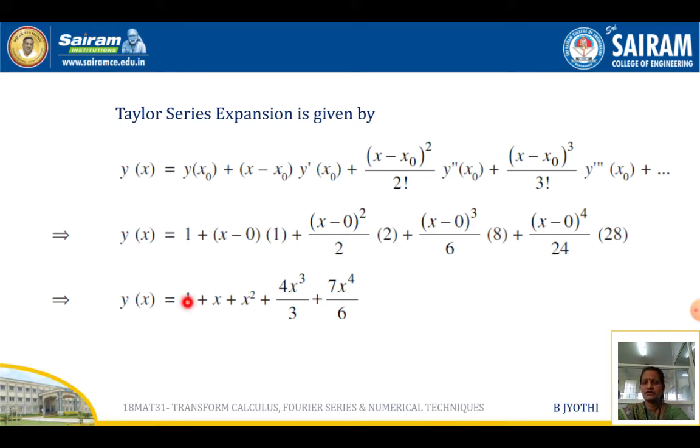So this on simplification we get the series as 1 plus x square plus 4x cube by 3 plus 7x power 4 by 6. This is on simplification we get it.